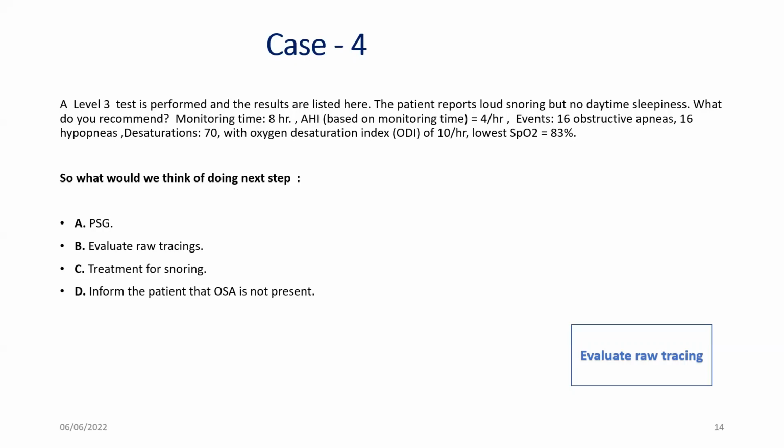Maybe there is something wrong, and auto scoring has not correctly marked the AHI. So we should look into it. If it is correct, we should look for level 1 PSG. Okay.